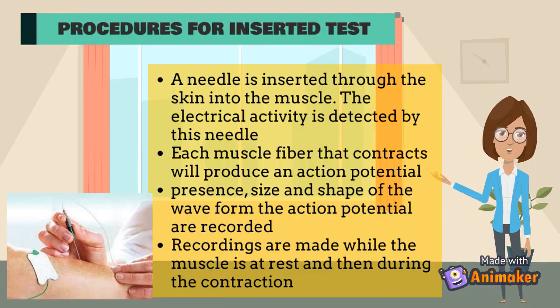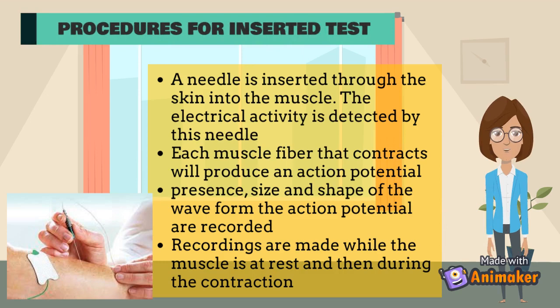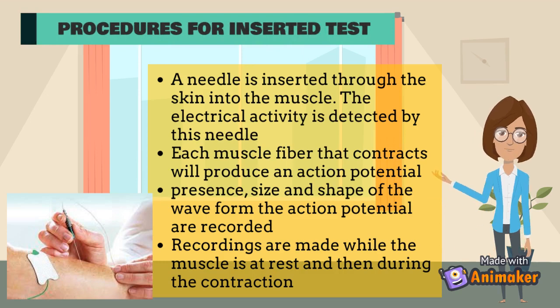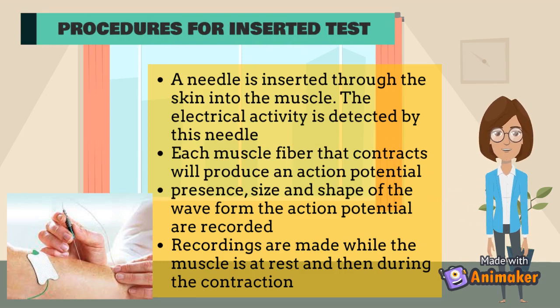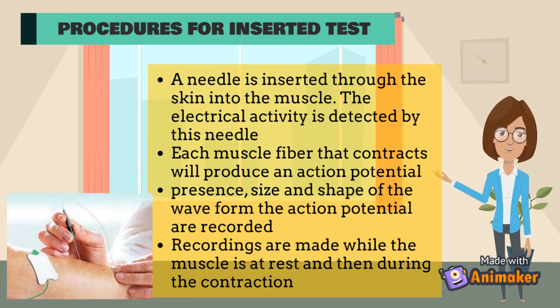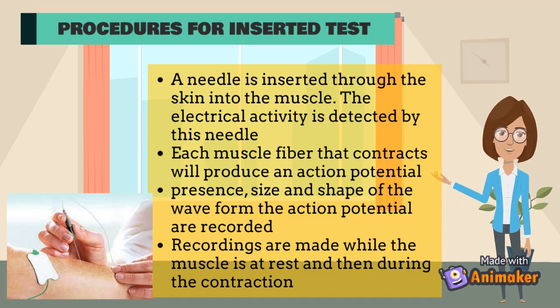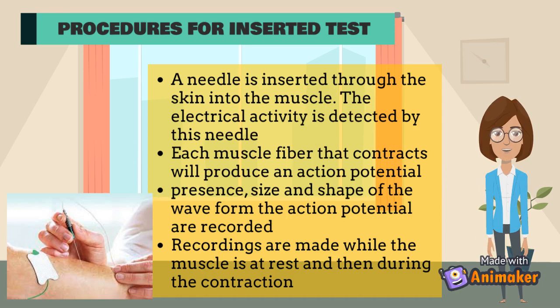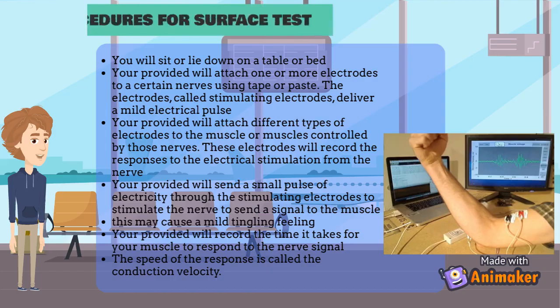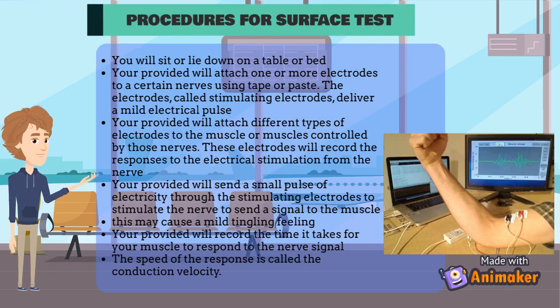Next is the procedure of the test with an appropriate picture. The procedure for the inserted test is that a needle is inserted through the skin into the muscle. The electrical activity is detected by this needle. Each muscle fiber that contracts will produce an action potential. The size and shape of the wave from the action potential are recorded. Recordings are made while the muscle is at rest and then during contraction. This is the procedure for the surface test.